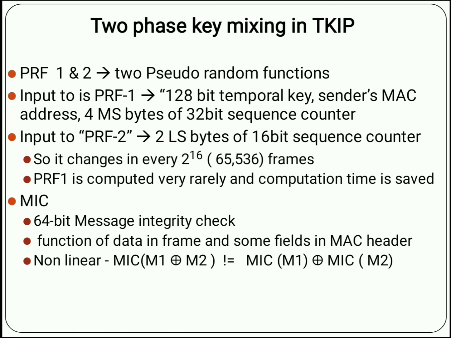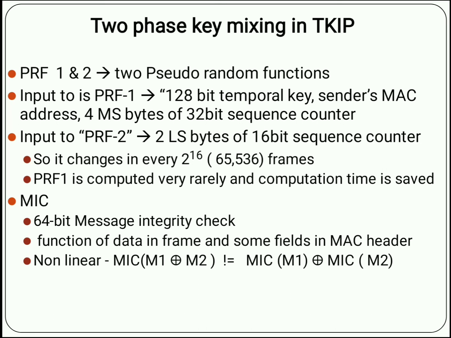So here, for the PR of 1, it is computed very rarely and the computation's time is saved in this concept. Also, we are using a MIC, message integrity check concept here, which includes a 64-bit MIC value, and it is a function of data in the frame and some fields in the MAC header.